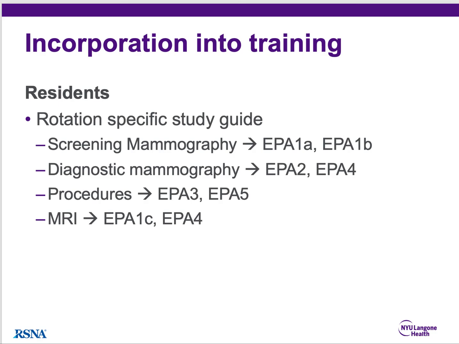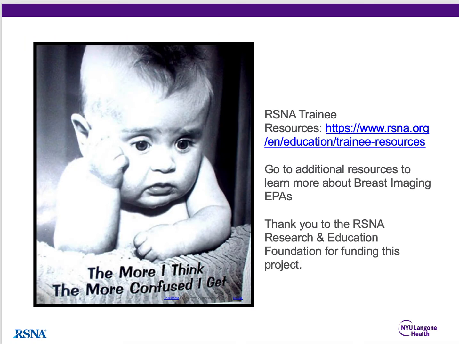If they're on MRI, they can review EPA 1C, which covers screening MRI, as well as EPA 4, which covers the management and workup of patients with current and past breast cancer. So if you're still not sure, or if you're having a hard time grasping the concept of EPAs, check out the resources we've created on the RSNA.org website under the RSNA Trainee Resources, and go to additional resources to reach the EPAs. I'd also like to thank the RSNA Research and Education Foundation for funding this project.